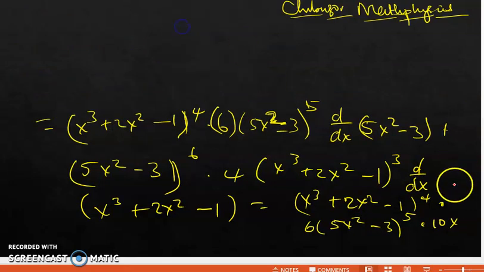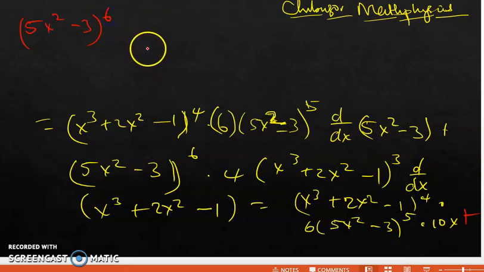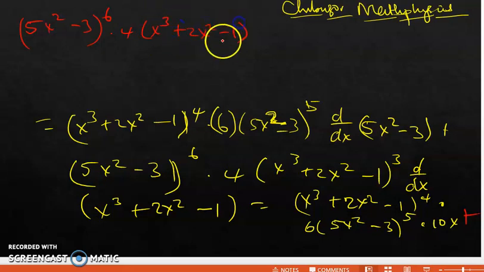So this would be plus, let's start from here, that's why I've taken a different color of pen. This will be plus 5x squared minus 3 power 6, multiply this by 4 into x cubed plus 2x squared minus 1 raised to 3, multiply by 3x squared plus 4x.